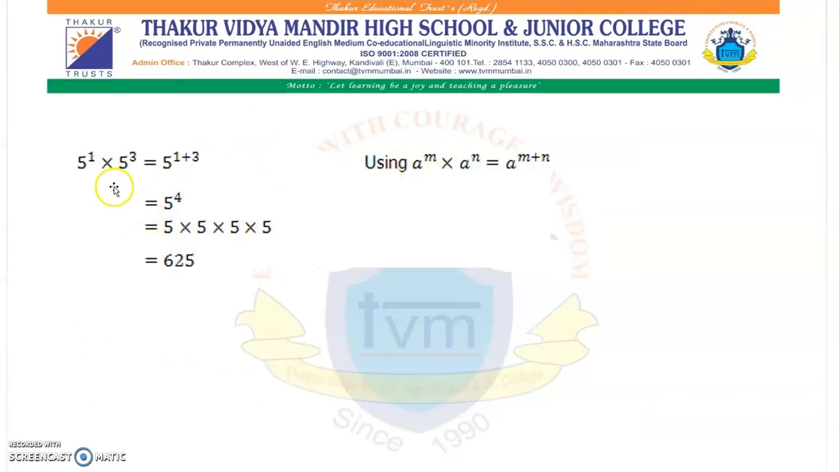Now see another example. 5 raised to 1 into 5 raised to 3 equal to 5 raised to 1 plus 3. 1 plus 3 is what? 4. 5 raised to 4. If they ask to find the value, we can write 5 raised to 4 in expanded form or multiplicative form. 5 into 5 into 5 into 5, 4 times, equal to 625. You have to write every time the rule which you are using to solve the problem.